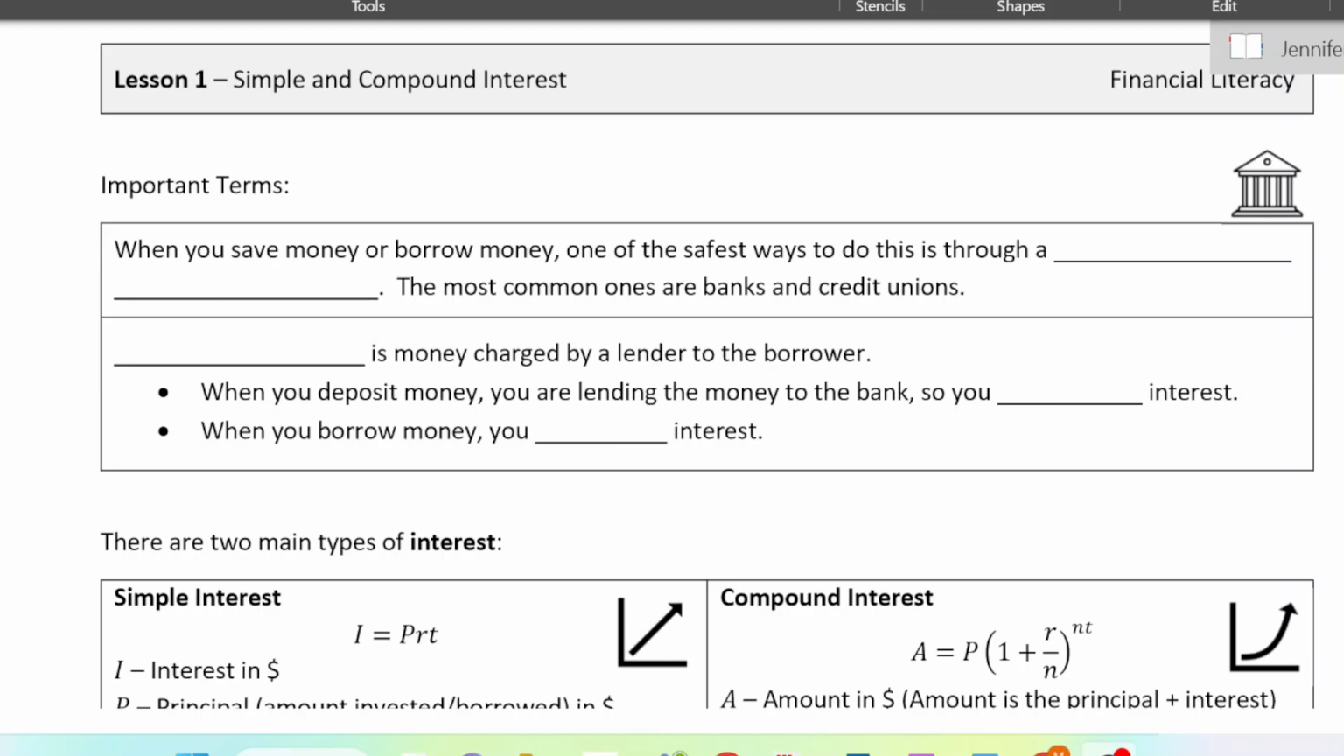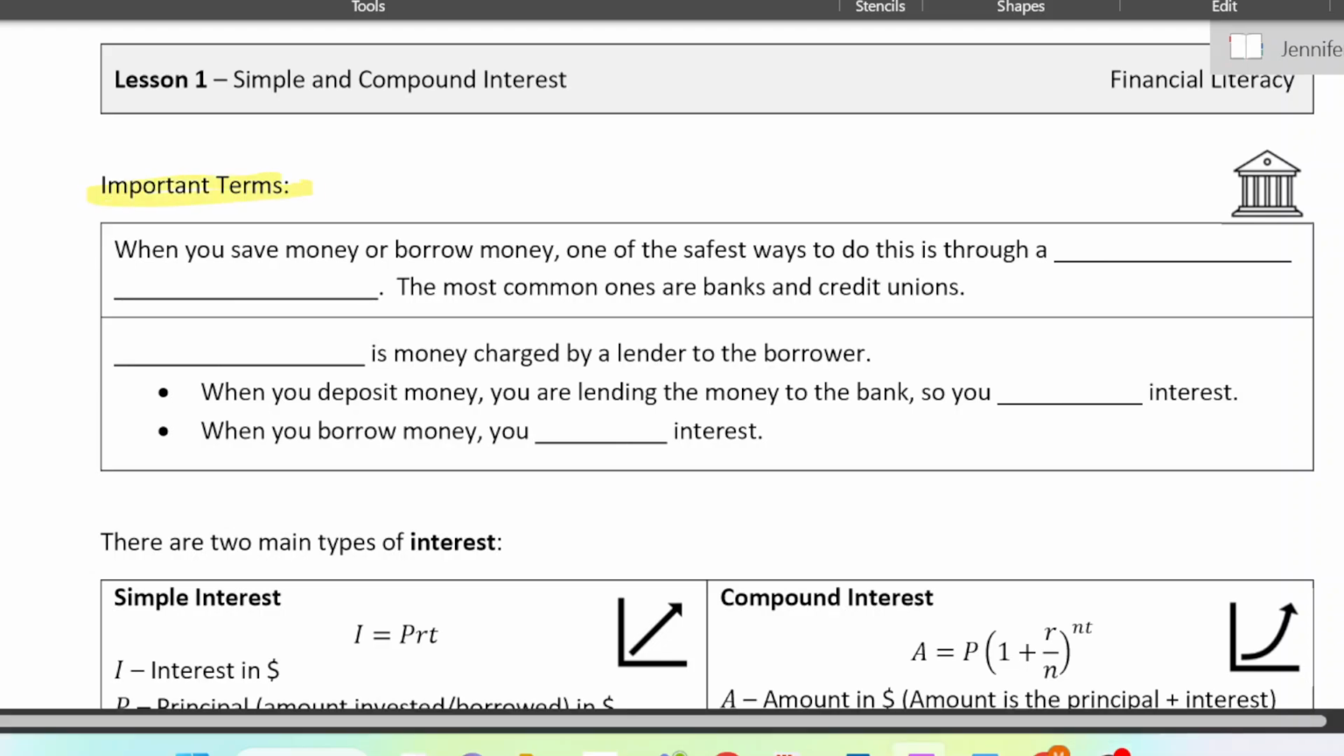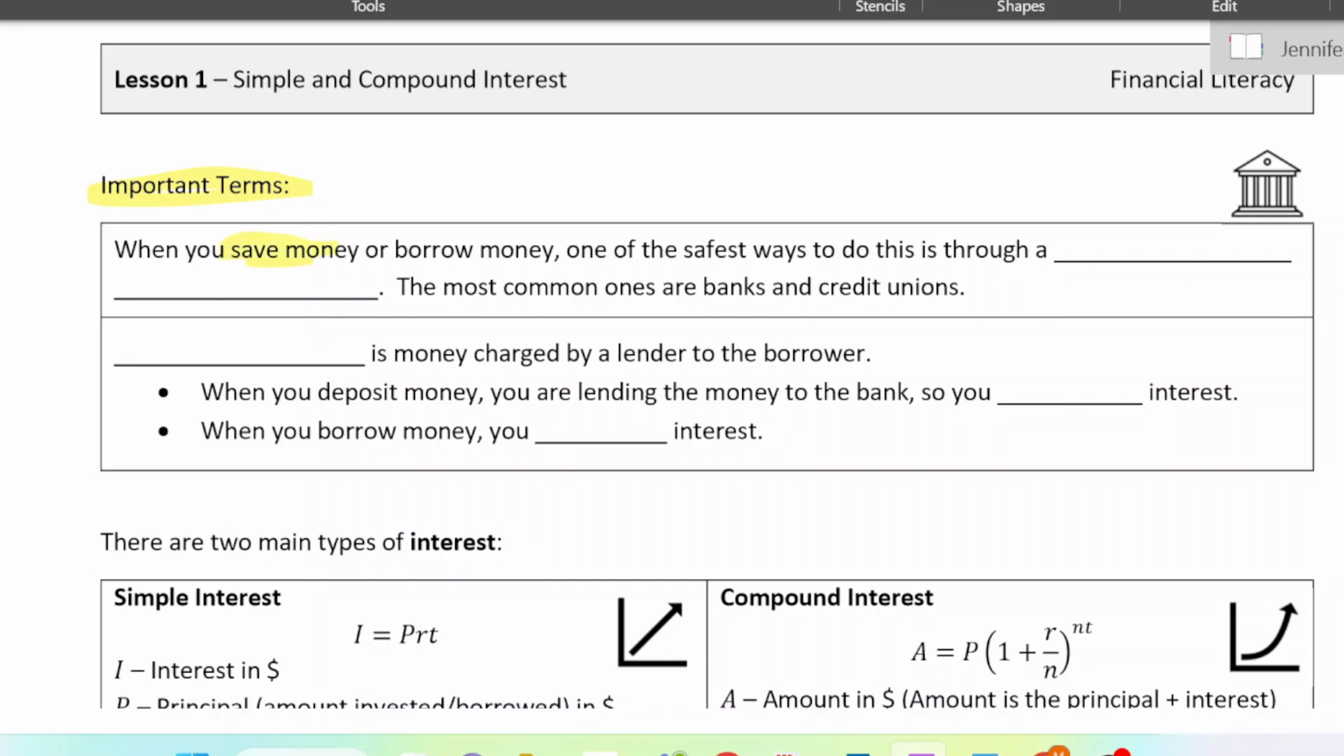Okay, so for the important terms, this entire unit is going to be about saving money or borrowing money. When you do those things, the most common and safest way to do that is through a financial institution. So that would be like a bank or a credit union. Financial institution.